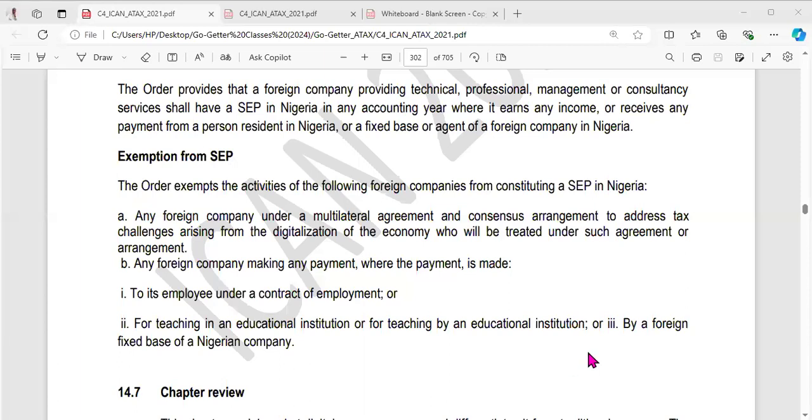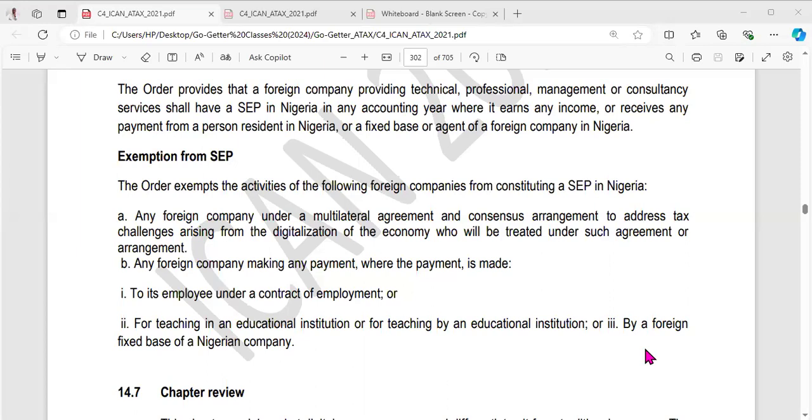Now let's look at exemption from the SEP. What are some of the exemptions from this SEP? One of them is any foreign company under a multilateral agreement and consensus arrangement to address tax challenges from the digitalization of the economy, who will be treated under such agreement or arrangement. So if there is a multilateral agreement to exempt them, maybe because they have a double taxation agreement, then that is fine.